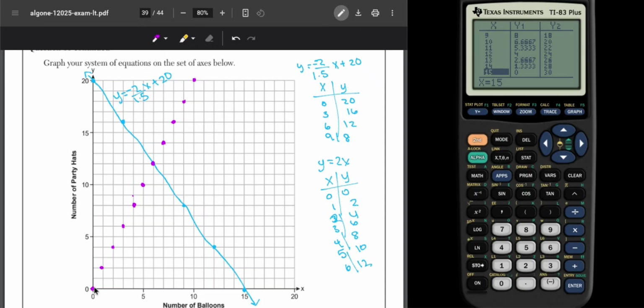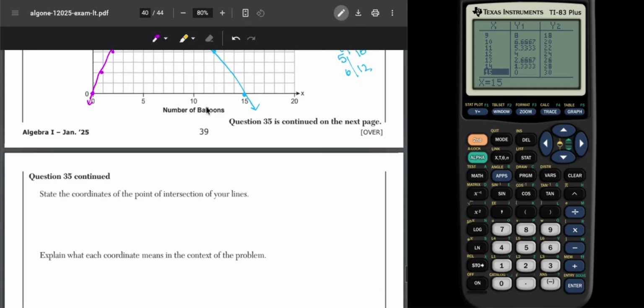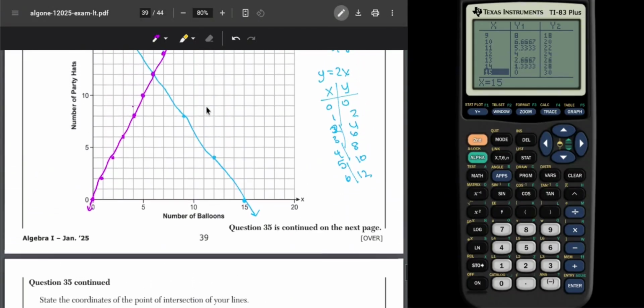Okay, and then I'm going to draw my line again. Not going to be the cleanest line. And draw my arrows. Label my line. It's very important for you guys to label. Now, I graphed and I labeled and I have arrows. It says state the coordinates of the point of intersection of your line.